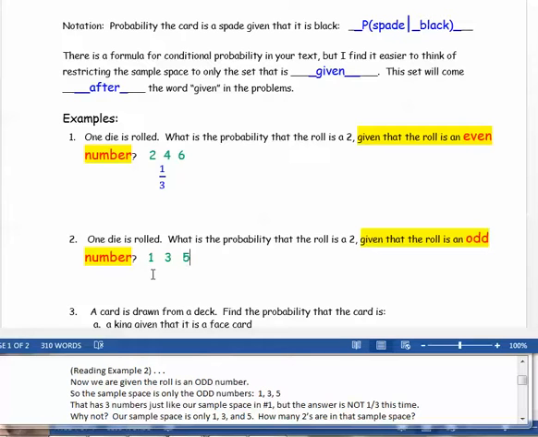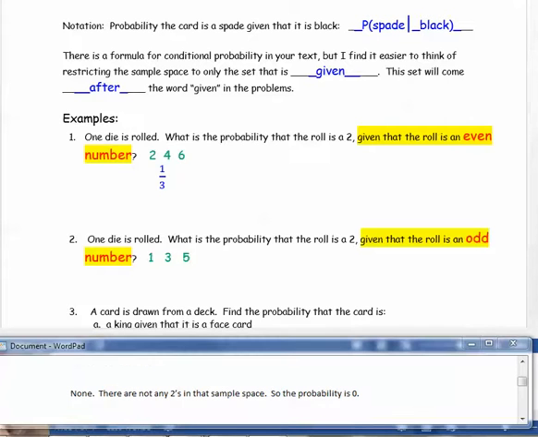Why not? Well, we're looking for the probability the roll is a 2. Our sample space is 1, 3, and 5. How many 2s are in that sample space? Not on the die, but in this sample space, how many 2s? None. There aren't any 2s in that sample space, so the probability is 0.